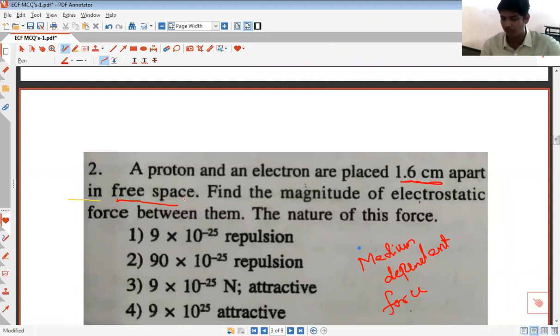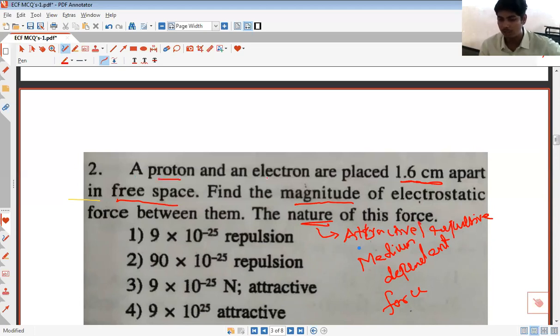Free space means they are inside a vacuum. One proton and electron are there. Find the magnitude of electrostatic force between them. You need to find out what is the magnitude of electrostatic force between them. And also you need to find the nature of the force. See, when it is the nature, you need to say whether the force is attractive or the force is repulsive.